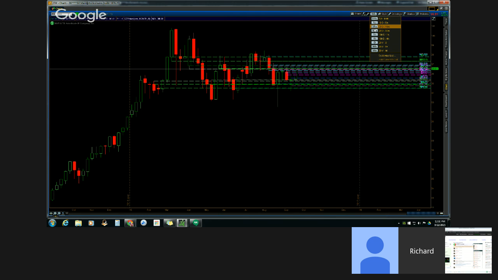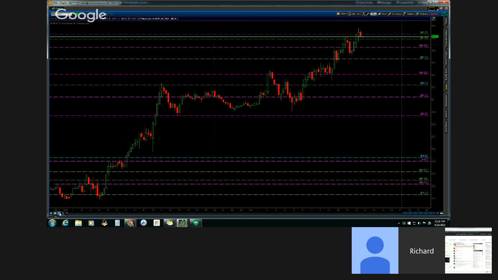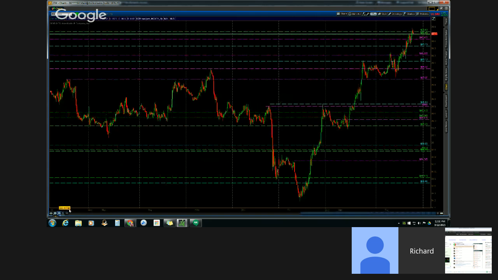So now you bring this down into a 15-minute chart, and I use this basically to trail stops and sort of know where my position is going to get resistance.